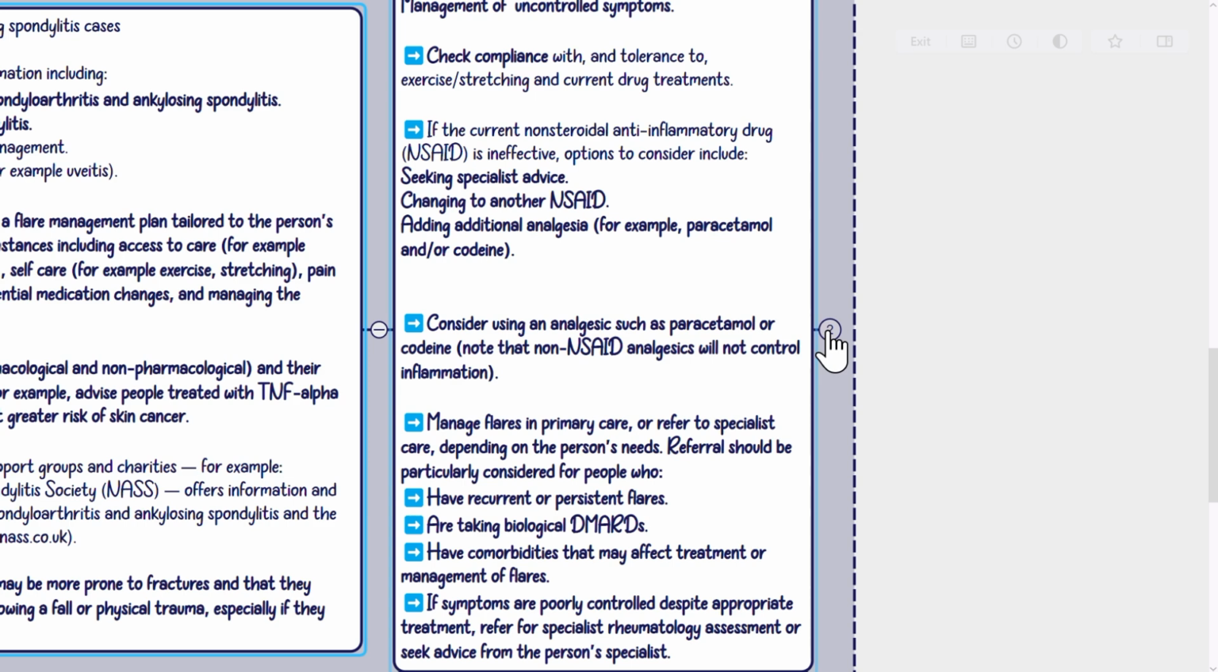Manage flares in primary care or refer to specialist care, depending on the person's needs. Referral should be particularly considered for people who have recurrent or persistent flares, are taking biological DMARDs, or have comorbidities that may affect treatment or management of flares. If symptoms are poorly controlled despite appropriate treatment, refer for specialist rheumatology assessment or seek advice from the person's specialist.